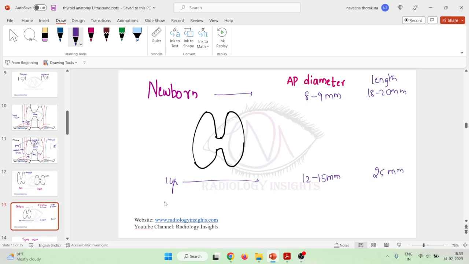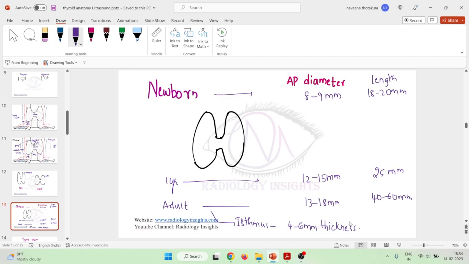At the end, in adults like us, the length of the thyroid gland is around 40 to 60 mm, whereas the anteroposterior diameter is around 13 to 18 mm. And the thickness of the isthmus in adults is around 4 to 6 mm.